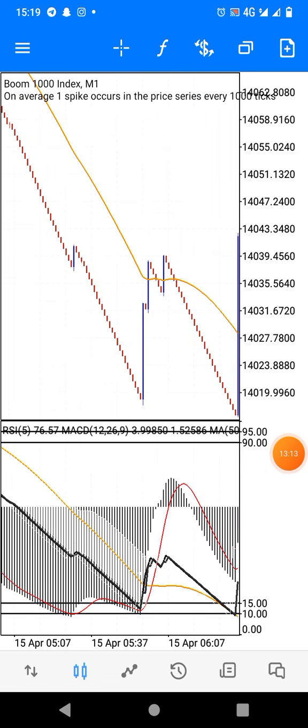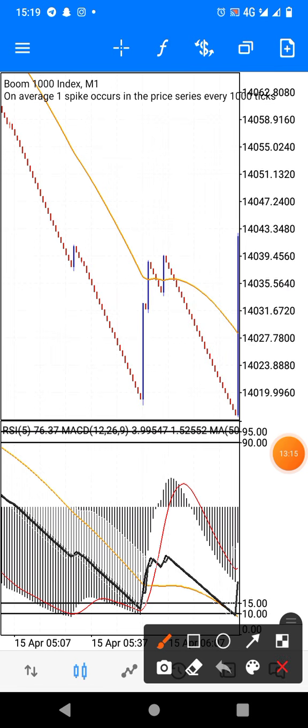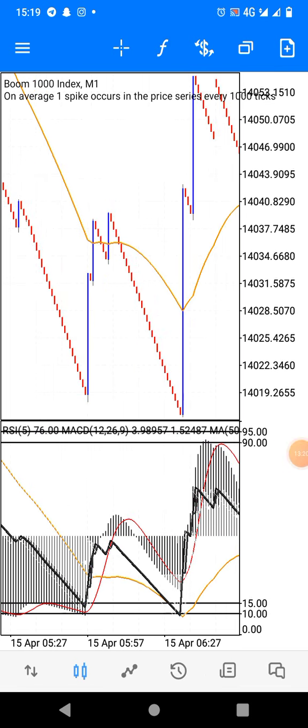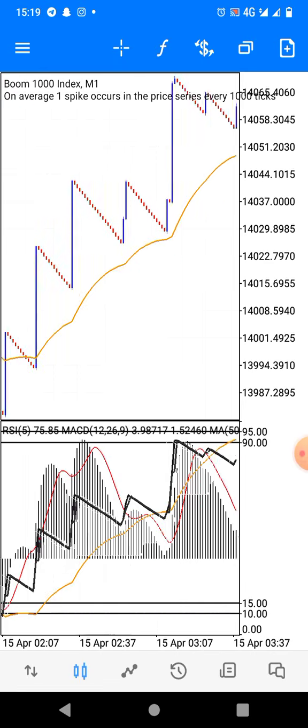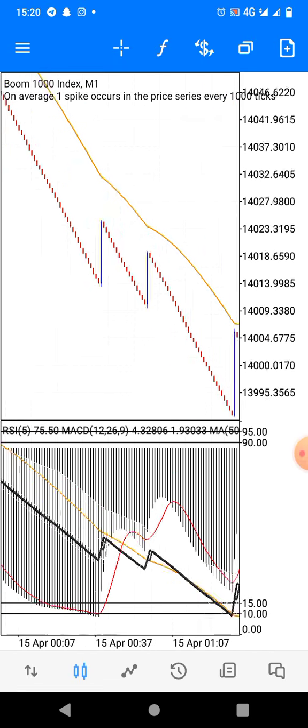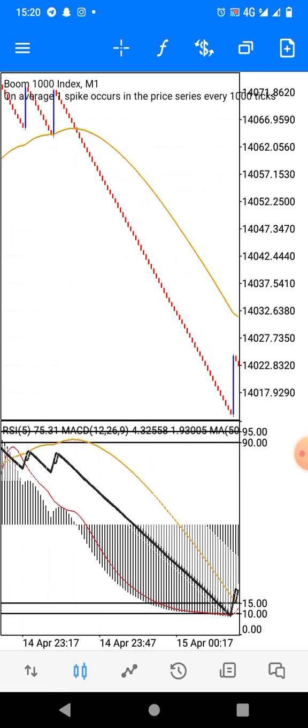Sometimes, if you want to actually enjoy this spike catching and you want to catch multiple spikes, just move your stop loss into profit after the first spike, guys. So after the first spike, move your stop loss into profit.